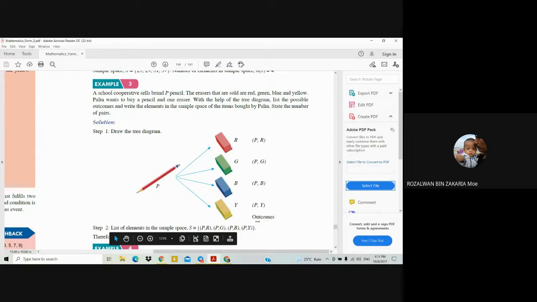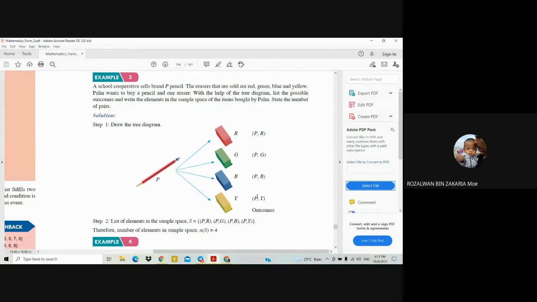So how to know the outcome here? The outcome you have to write in the bracket here. The outcome firstly is the pencil P, comma, eraser R for this one. And for this one, the outcome is pencil P, comma, eraser green color. And for this one, you have to write in bracket pencil P, comma, eraser blue color. And for this one, the outcome is in bracket pencil P, comma, the eraser yellow color. Okay, the outcome for this one.